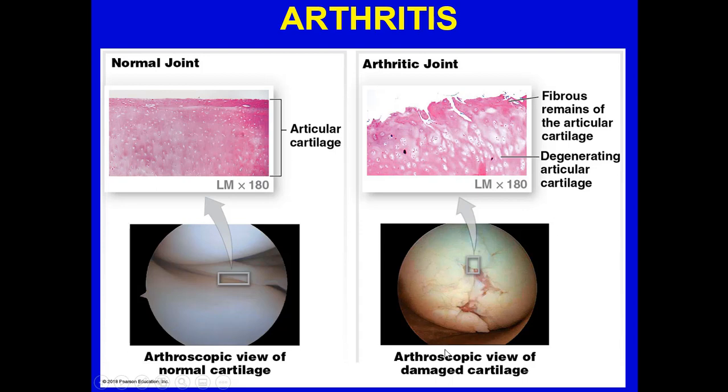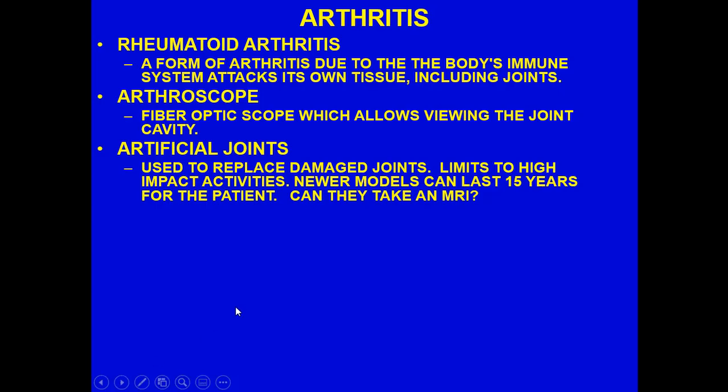As a result, in this arthroscopic view of the damaged cartilage, you can actually see where it's almost like there are impacts, where bone underneath is going to be exposed as the cartilage is being destroyed. Okay, so you have bone on bone contact, which is not good. Finally, we have a couple of other issues we want to bring up. Rheumatoid arthritis is a form of arthritis due to the body's immune system attacking its own tissue, including joints. An arthroscope is a fiber optic scope which allows viewing the joint cavity.